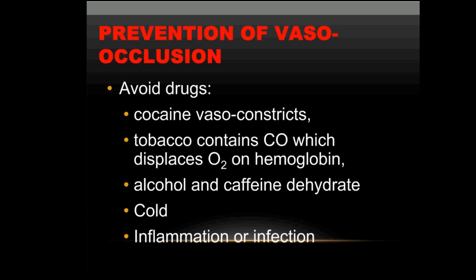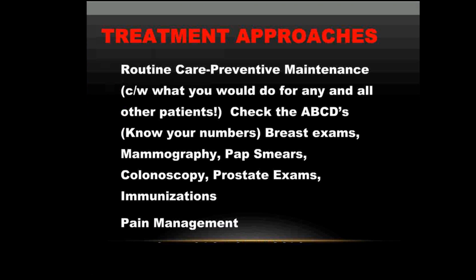Recognizing cocaine vasoconstricts, tobacco has carbon monoxide, which displaces oxygen on the hemoglobin, so that causes problems. Alcohol and caffeine dehydrate. That's really important now with all these energy drinks. So you have a young adult or a teenager that thinks that drinking energy drinks counts as hydration. It really doesn't, because those are actually going to cause more dehydration. Cold temperature and inflammation or infection can also cause the problems.